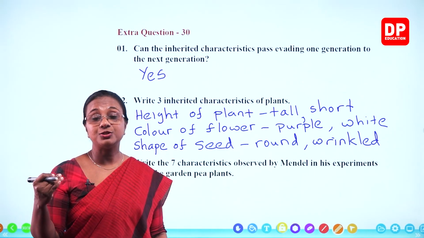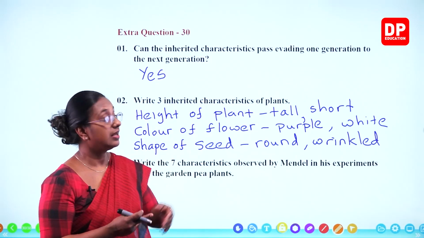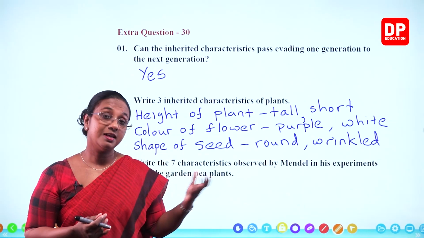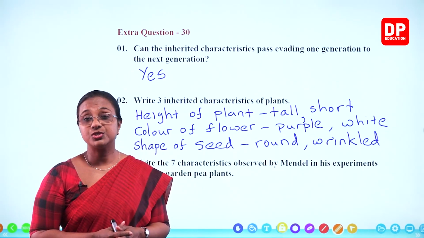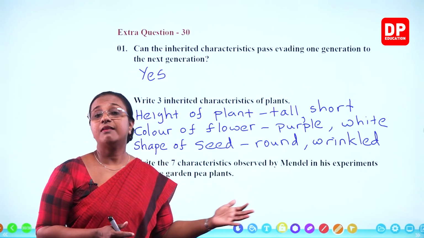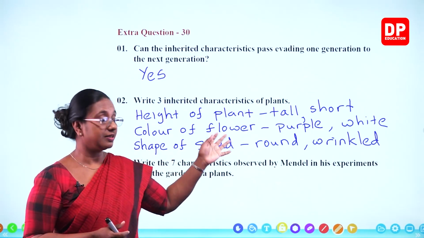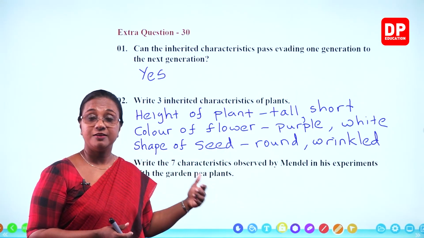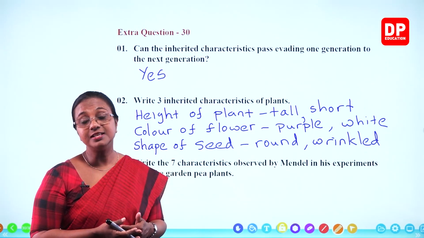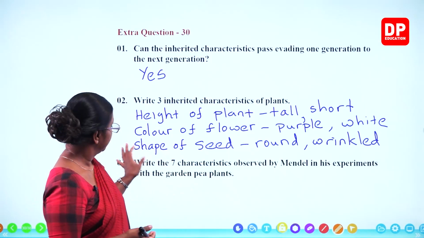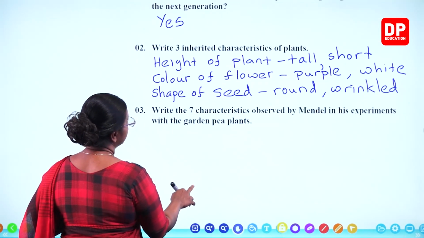Now, Mendel actually observed 7 characteristics. So, those are characteristics inherited by plants. They are actually in the garden pea plant. So, you can write any of those characteristics, or you can write other common characteristics as well. But these are characteristics that you are familiar with already. We have seen how these occur in the first and second generations. So then, the next question.